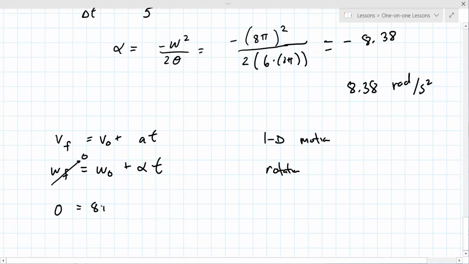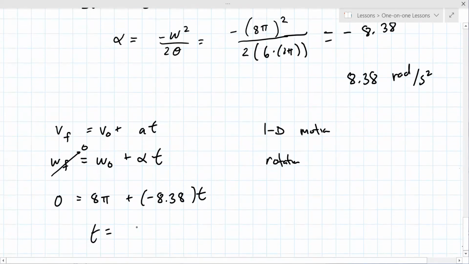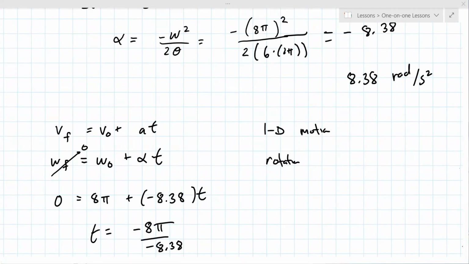So we've got 0 equals 8 pi plus alpha, that's the minus 8.38, times t. And we're just solving for t. So t is equal to negative 8 pi over negative 8.38. So it's about 3 seconds. All right, that worked.